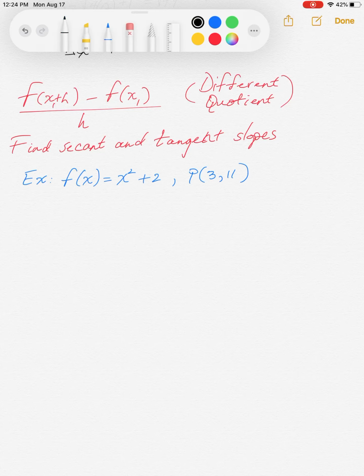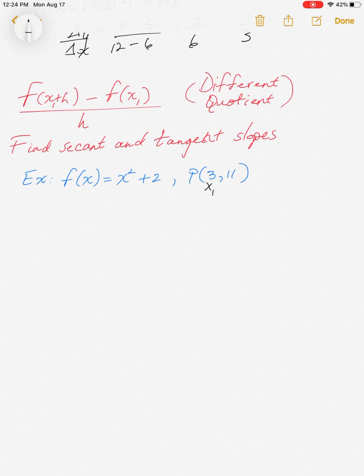So we're going to apply what we got because we want to find the secant slope first. The secant slope contains an h. Whenever you go through the simplification, the secant slope contains an h. So what is x1? x1 is 3. f of x1 is 11. All right, so now let's put this information in.